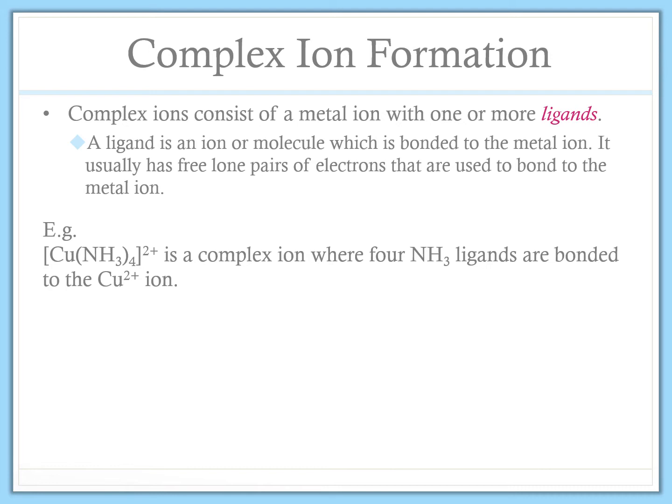Confusingly, complex ions are indicated by a bracket. So if you see a bracket, that bracket could mean this is a complex ion, or it could mean I'm talking about the concentration of this thing. And you have to rely on context to work out which one is which. If you are talking about the concentration of a complex ion, which I don't think you ever will in this class, you will see double brackets.